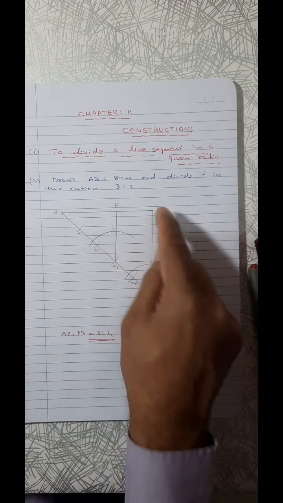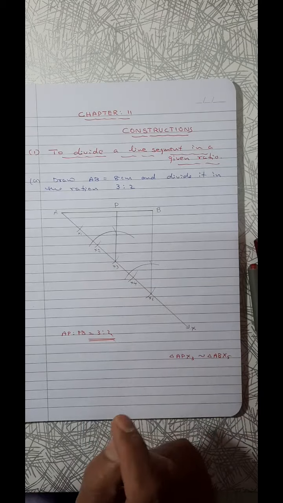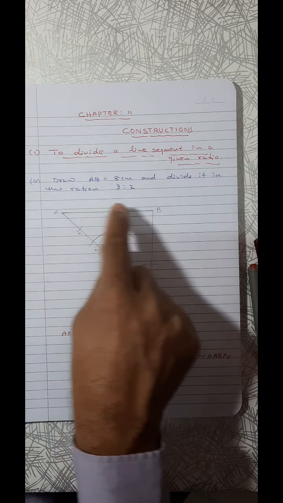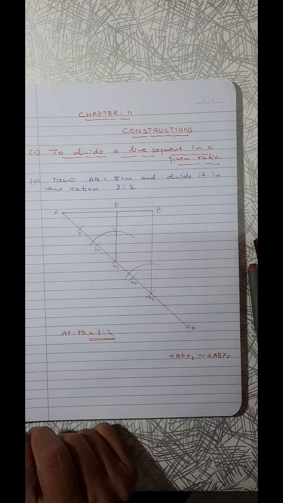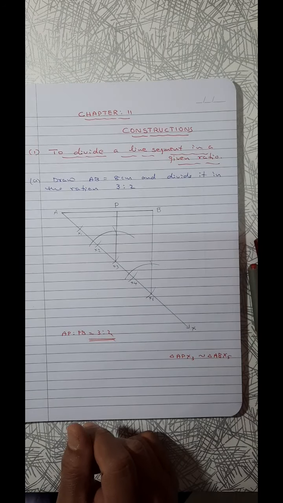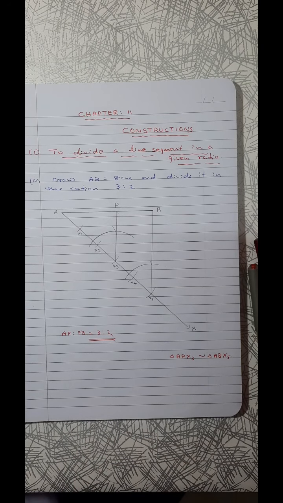AP by PB will be the same as AX3 upon X3X5. This is 3:2, which means this also will be 3:2. We need here 3:2. I hope it is clear. Let me explain one more question.